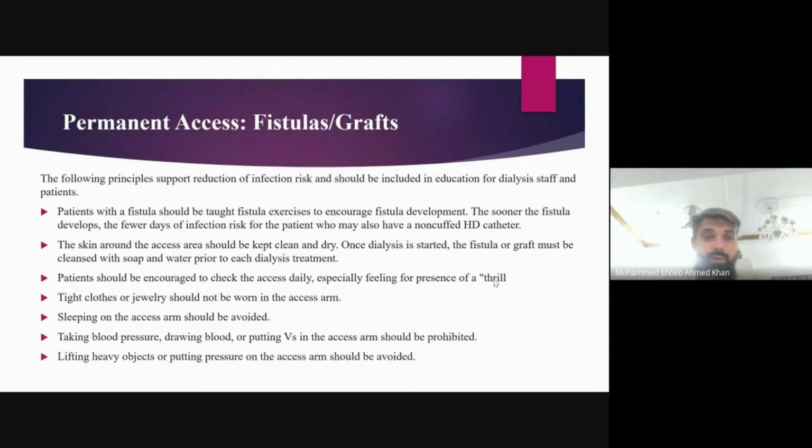The patient must be warned not to wear tight clothes, jewelry, or a watch on the fistula hand, and especially to avoid sleeping on that access hand, because the venous return may come down, the blood may clot, and the fistula may go.